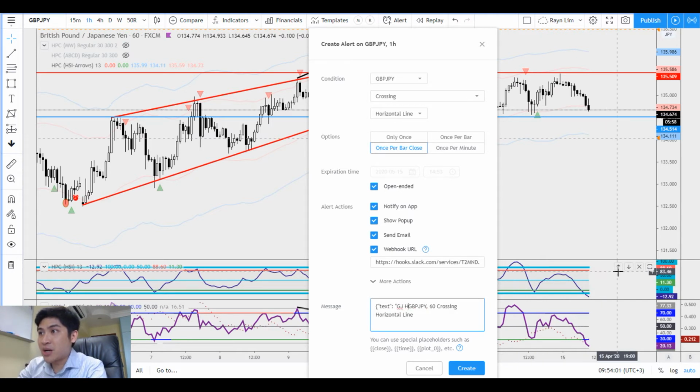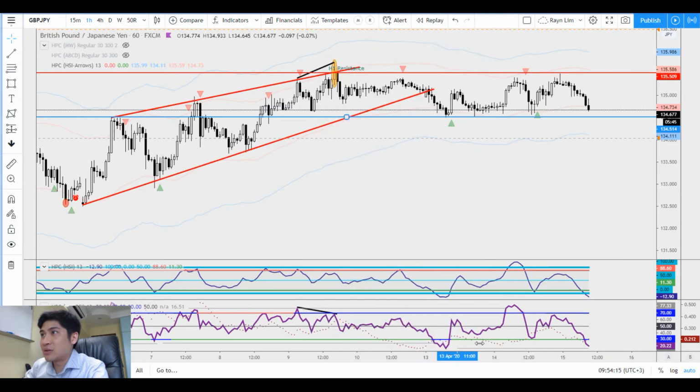Pound yen, H1, break support, wait for retest to short. When I put a question mark, it's definitely for me to reanalyze when that happened. Alright, so what I can do, I can turn on the data window by the side, look at the number, look at the low price. Okay, 13450. I can do 13449 if I want to.